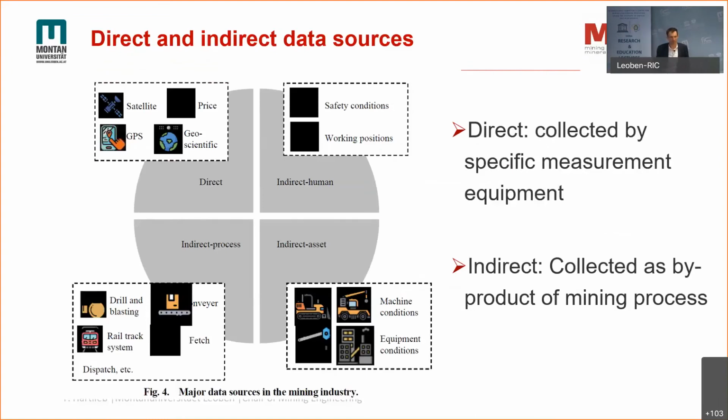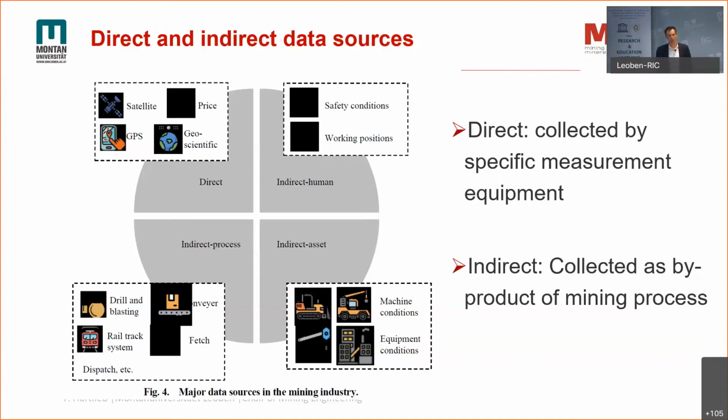When you take another view on data, you have direct and you have indirect data sources. Direct data sources would be those that are really deliberately built to measure something. So direct data in this graph is just the top left quadrangle. So for example, you have satellite data, satellites that are deliberately measuring how the surface of the Earth is behaving. You have GPS coordinates, which are really used for having those coordinates.